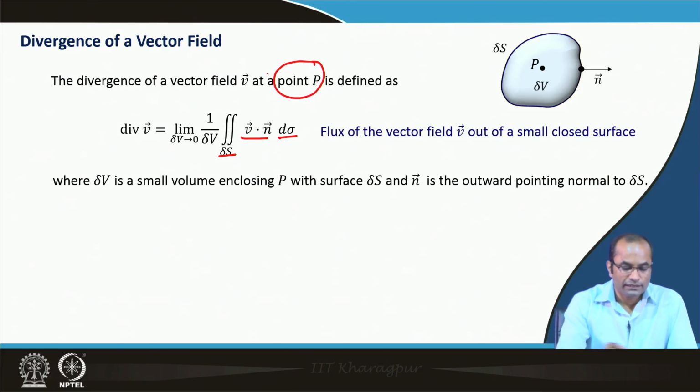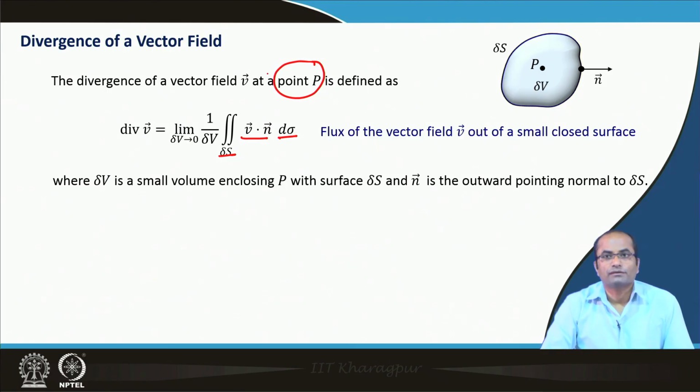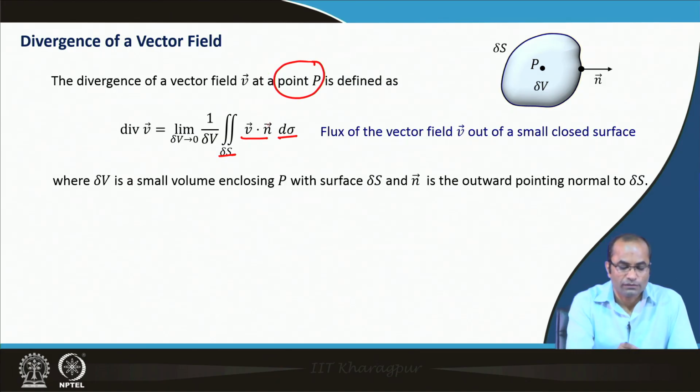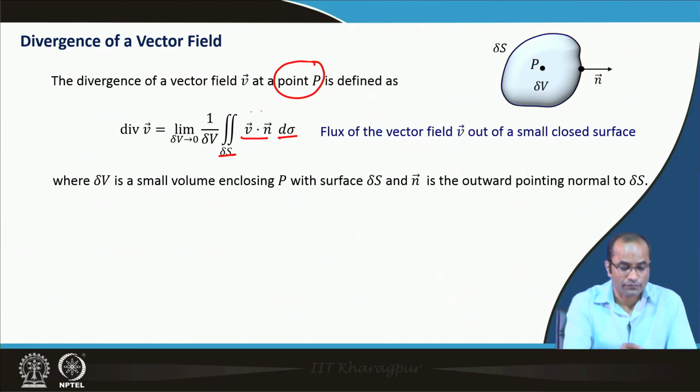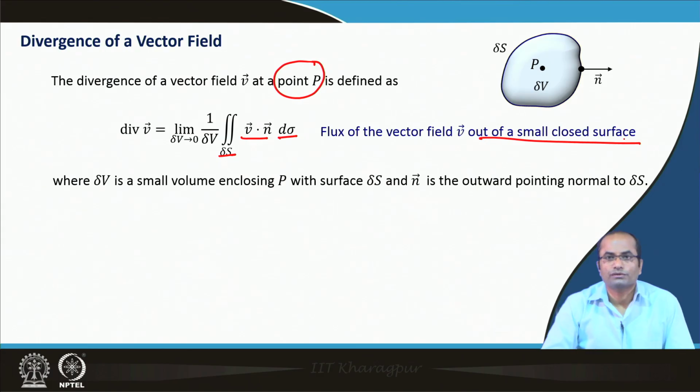Well, so here we can understand this as the flux of the vector field V out of a small closed surface, because we are talking about this V dot n. So, V, the component of this vector field in the direction of the normal, and then we are integrating over the surface and then dividing by the total volume, taking the limit. So, it can be considered as the flux of the vector field out of a small closed surface around a point P.